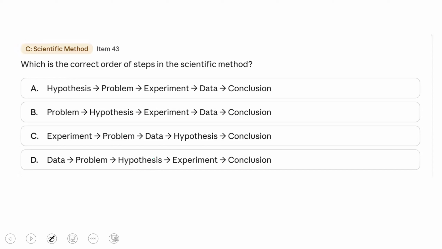Next, which is the correct order of steps in the scientific method? A, B, C, or D? Correct order. This one appears in the LET exam, so you have to familiarize yourself with those steps. What's your answer? It is letter B: problem, hypothesis, experiment, data, and conclusion.